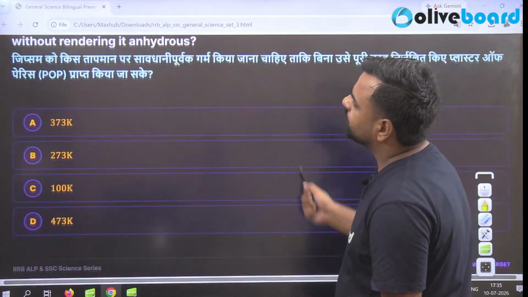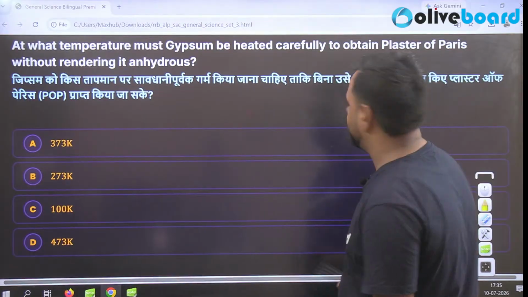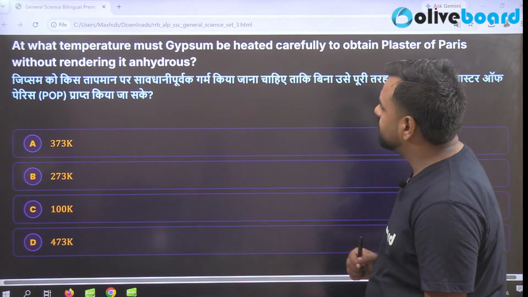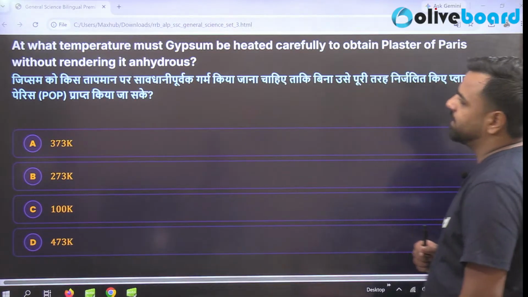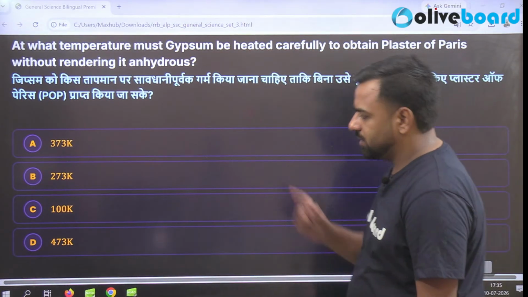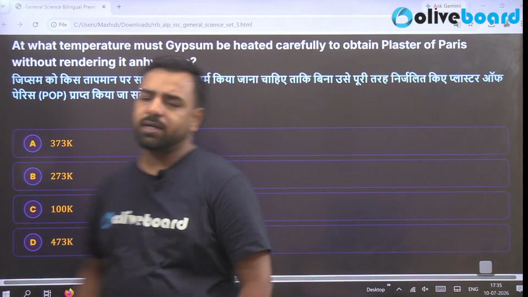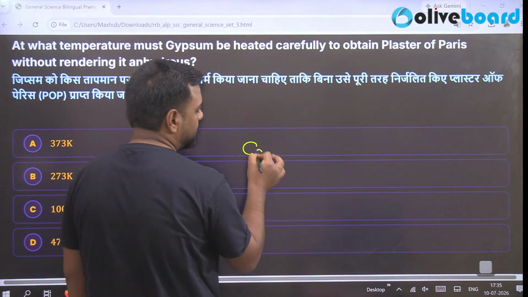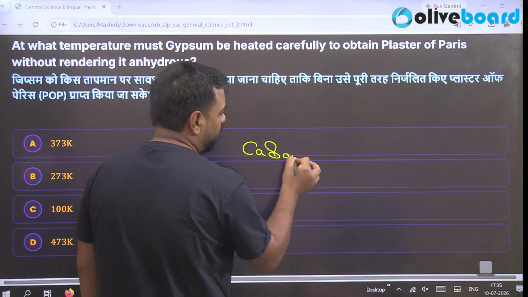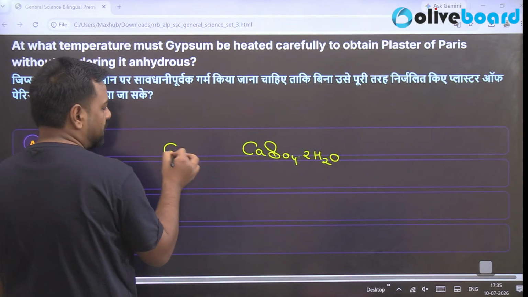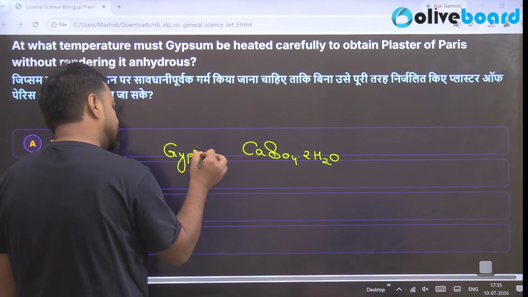Next. Okay, again this is from the chemistry. The question is, at what temperature must gypsum be heated carefully to obtain plaster of Paris without rendering it anhydrous? So you have 4 options. Now guys, first of all, what is gypsum? So the formula for the gypsum is CaSO4 dot 2H2O. That's the formula for the gypsum.